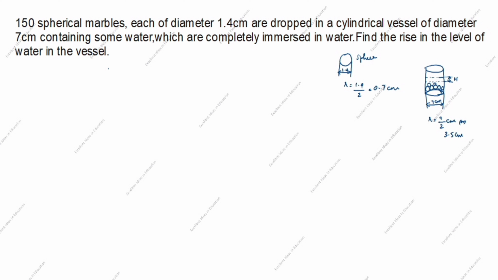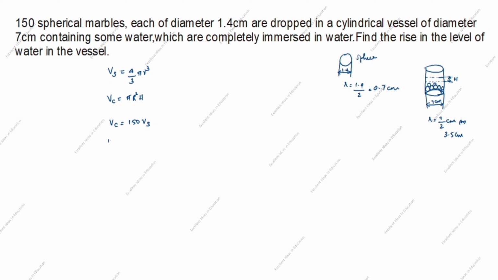What is the volume of sphere formula? Vs, volume of sphere, is equal to 4 by 3 pi r cube. What is the volume of cylinder formula? Cylinder is equal to pi r square h. We will write big alphabet R square H. VC is equal to 150 VS. You see, given is 150 spherical marbles. So 150 times the volume of sphere.